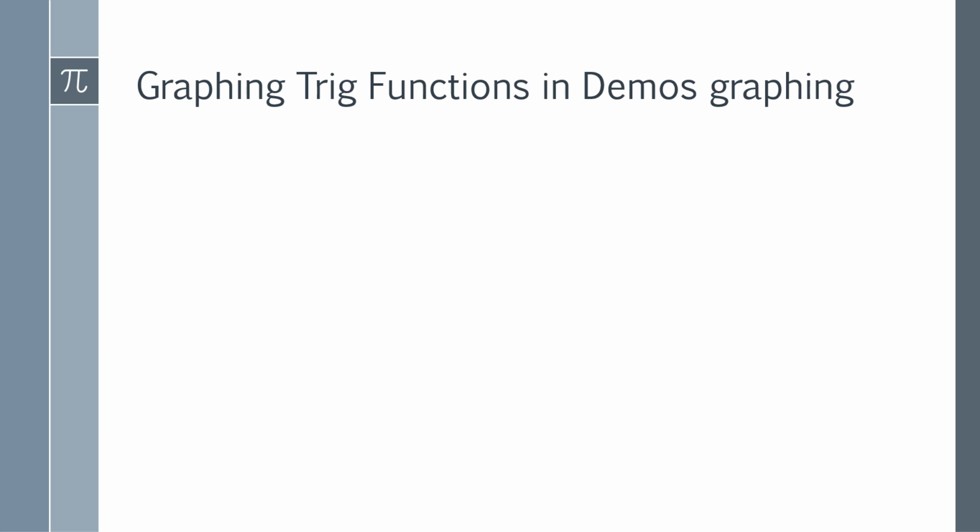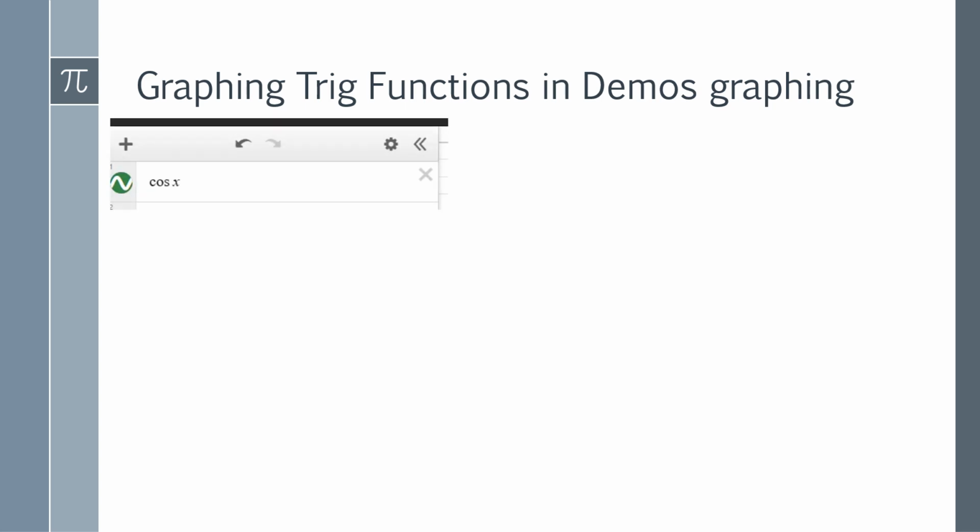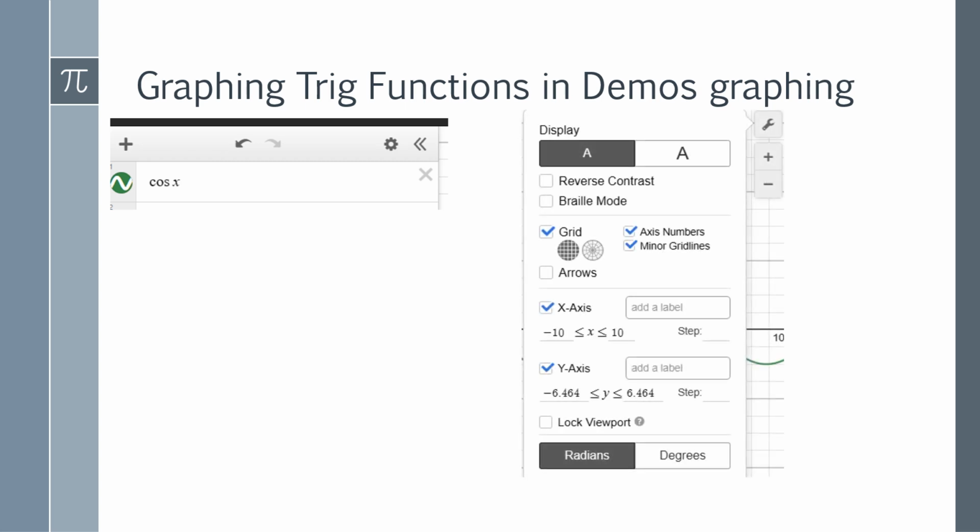Alright. Graph trig functions in decimals. Y'all pay attention to how to do this, because this could easily go wrong if you don't pay attention. So go to decimals, graphing, type in this function as you see it. Alright, then from there, I need for you to go to the screwdriver on the top left side of the page. Alright?